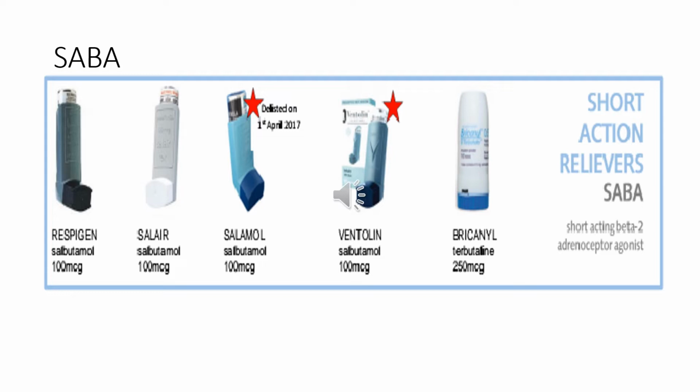On this slide, you can see short-acting relievers, SABA, short-acting beta-2 adrenoreceptor agonists: salbutamol with brand name Salamol, salbutamol and Ventolin, terbutaline and brand name Bricanyl.